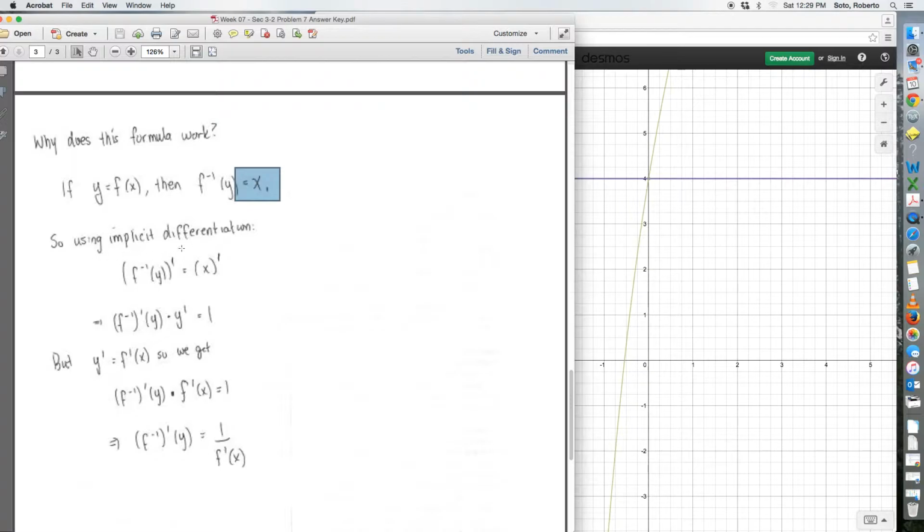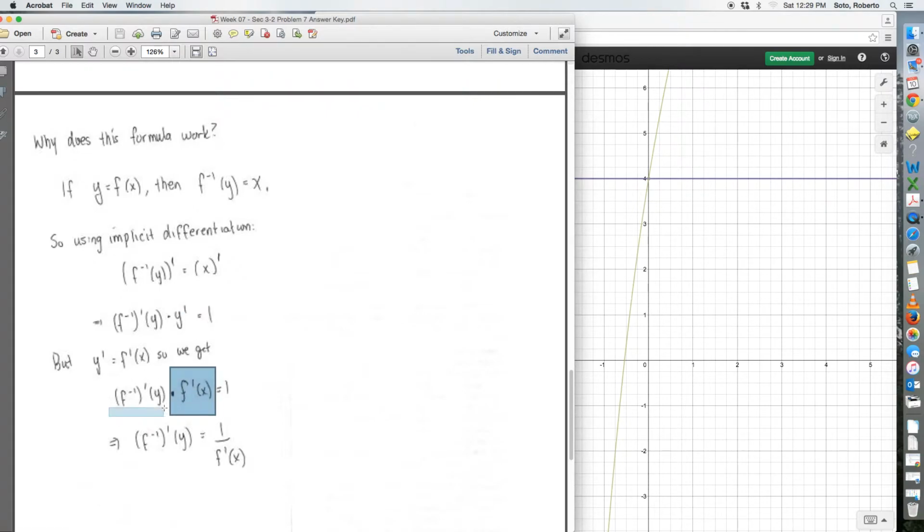And then we use implicit differentiation. On the equation on the right, I'm going to differentiate both sides with respect to x. Here I need to use the chain rule. So first I do the derivative of the outside, so the derivative of the inverse. And then I have to do the derivative of the inside, which means I get y prime. And you guys know the derivative of x is just 1. But remember that y equals f of x, so the derivative of y is just f prime. So I can replace the y prime here with an f prime instead.